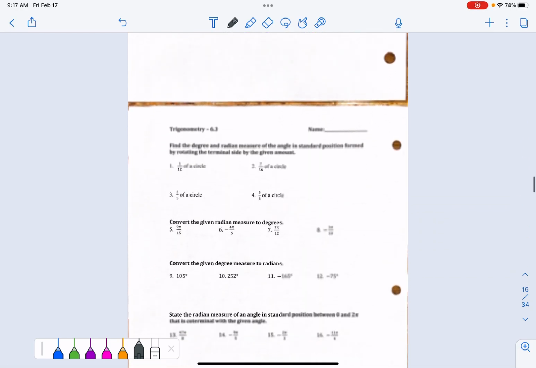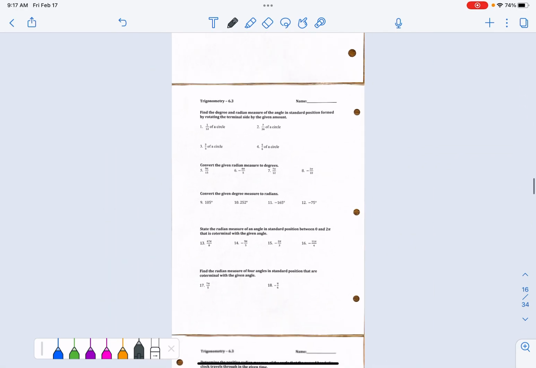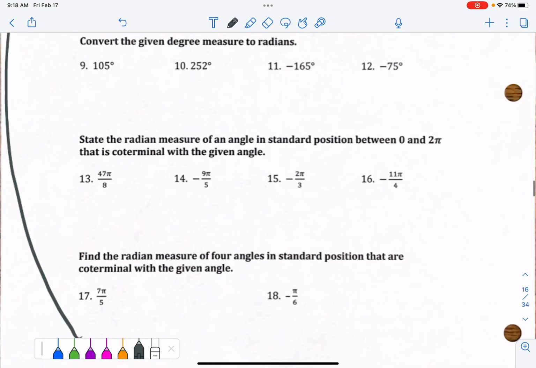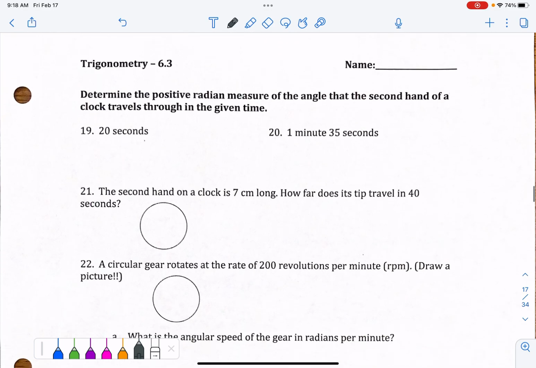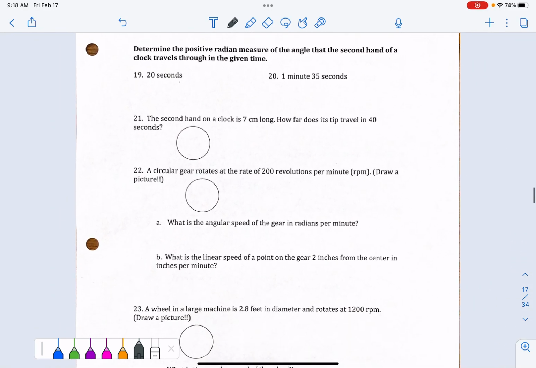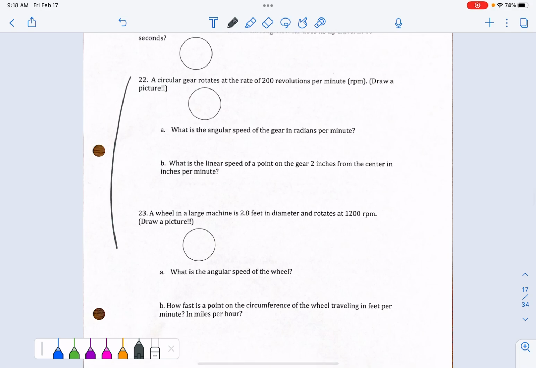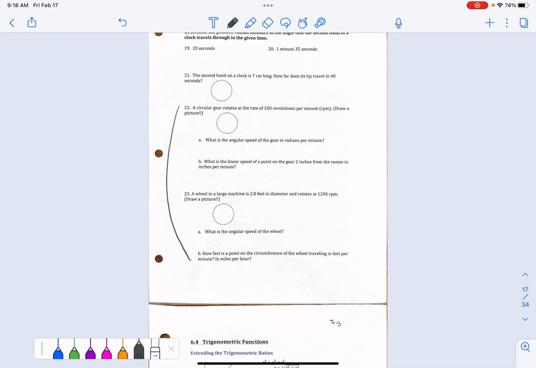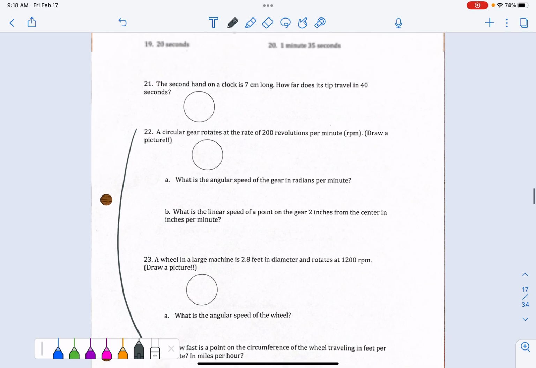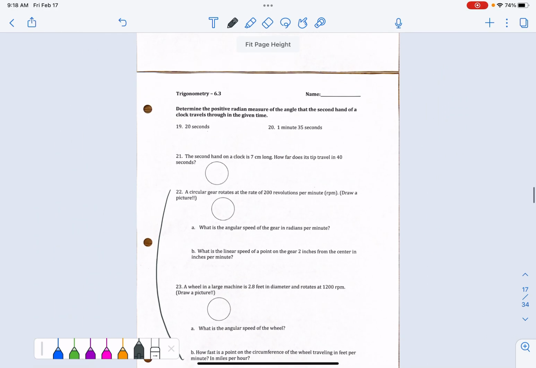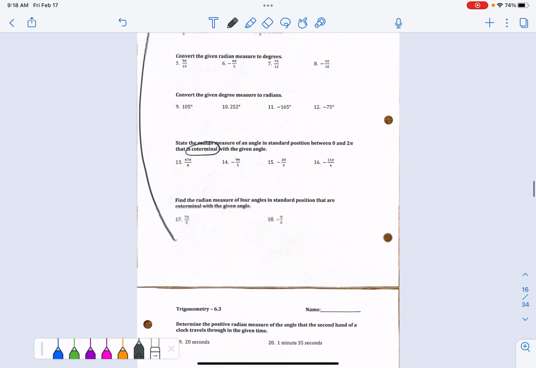On your homework assignment, this front page should be fairly easy because you're just doing conversions there, or you're finding coterminal angles and that type of thing. If you go to the back side, you should be able to do 19 and 20 maybe, but just 22 and 23 are going to be ones where they talk about angular speed and linear speed. So maybe save those for Monday or for when I get back or whatever, you know. But you might be able to try to get through the rest of them, okay?